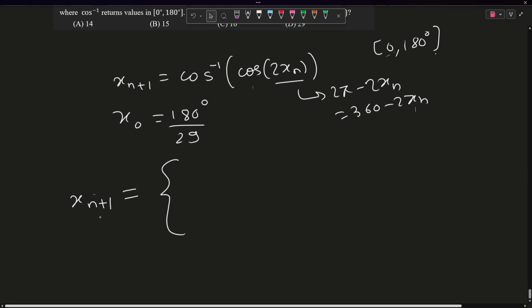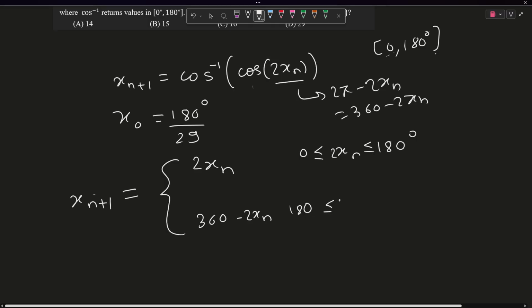So our sequence is basically a piecewise sequence, which is 2xn for 0 less than 2xn less than 180 degrees, and 360 minus 2xn for 180 less than 2xn less than 360 degrees, which is just xn less than 90 degrees, and here xn between 90 and 180. Okay, so this is the same thing.